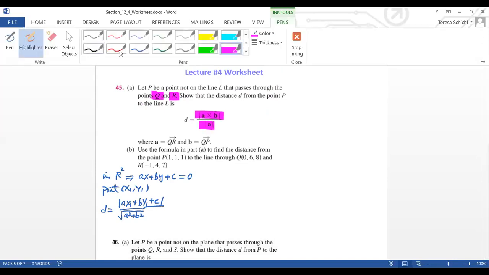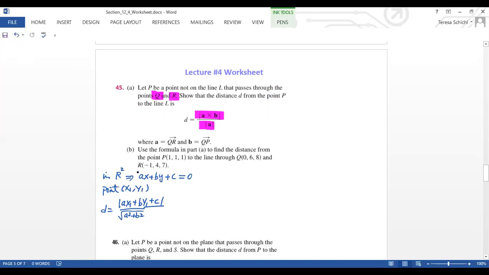Okay, so first, we know how to define a line in R2 as ax plus by plus c. In R3, we don't even know how to define a line yet, right? So that will be our next lecture series. In lecture number 5, we're going to talk about it. So we don't even know what a line's function looks like. So let's take a look here and see how easy we can do this.